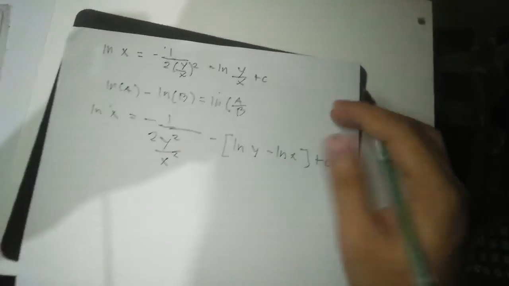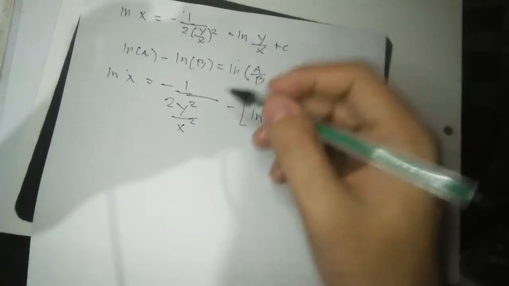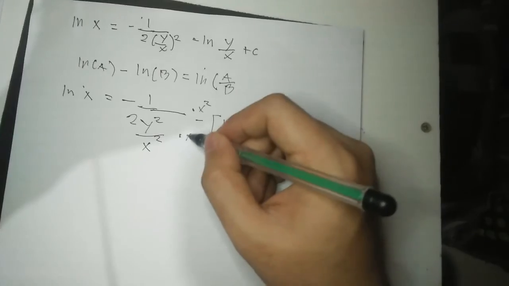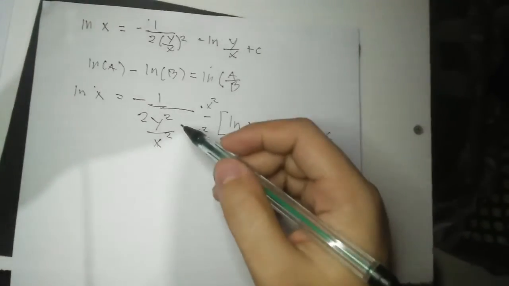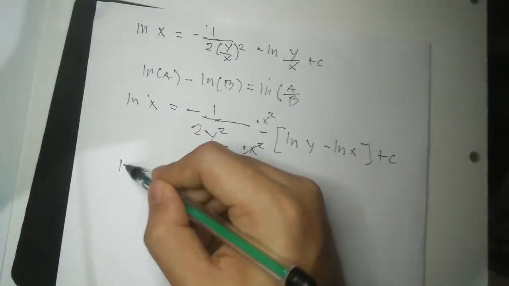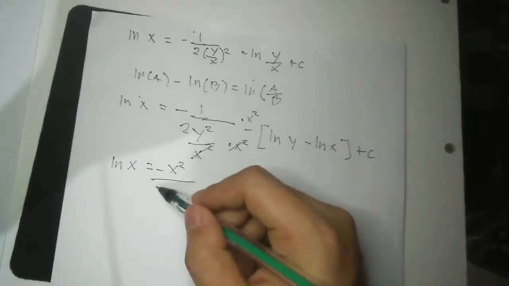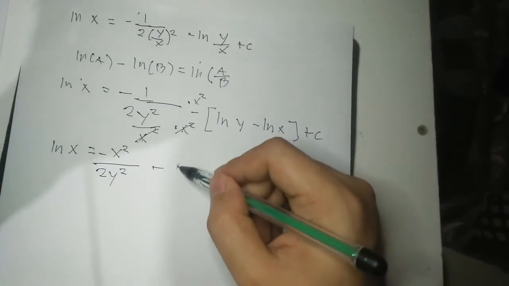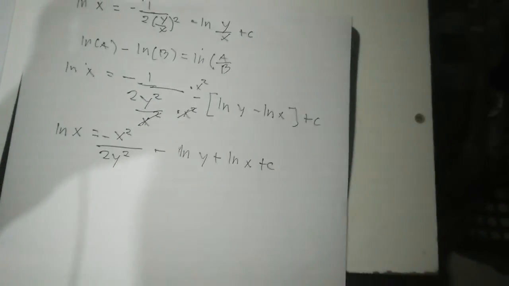So as you can see, in order to remove the x squared, we need to multiply by their fractions. So this will be cancelled, and it left us with ln x equals negative x squared over 2y squared minus ln y plus ln x plus c.